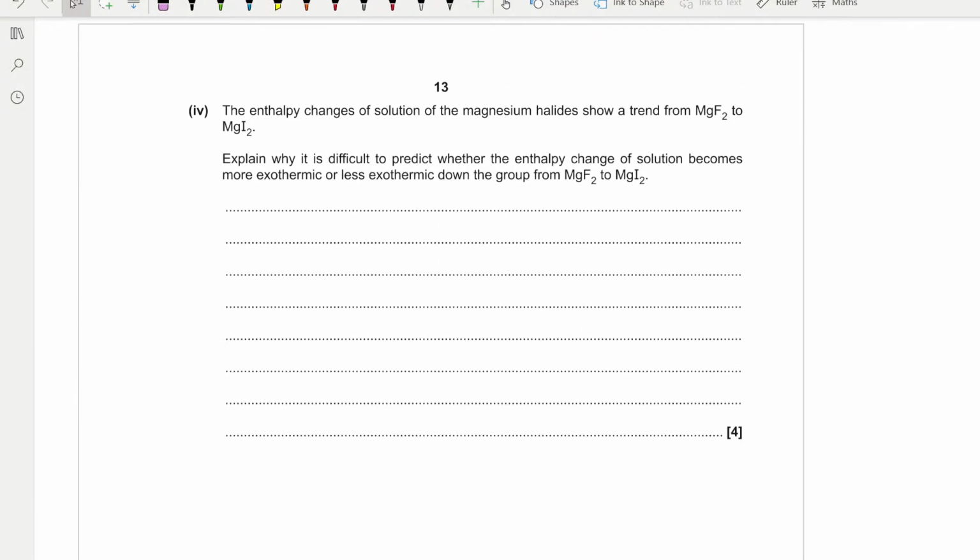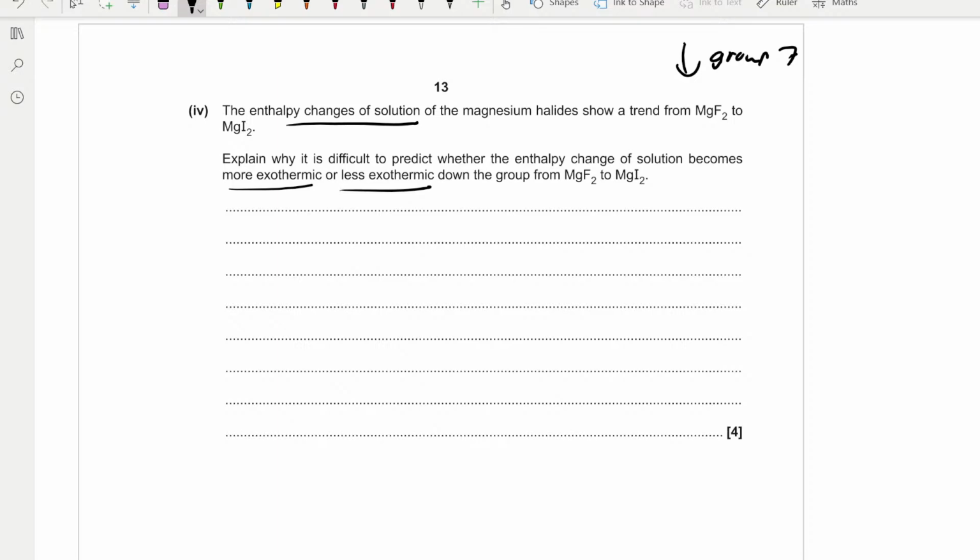Part IV, the enthalpy changes of solution of the magnesium halides show a trend from MgF2 to MgI2. So, enthalpy changes of solution from MgF2 to MgI2, so that's going down group 7. Explain why it's difficult to predict whether the enthalpy change of solution becomes more exothermic or less exothermic down the group from MgF2 to MgI2. So more exothermic means more negative, and less exothermic means less negative.